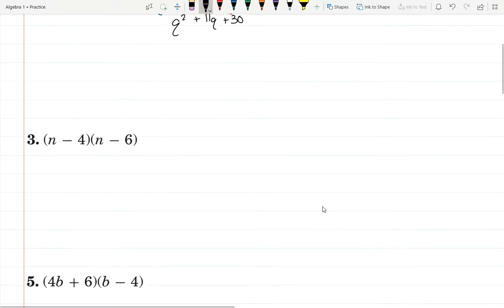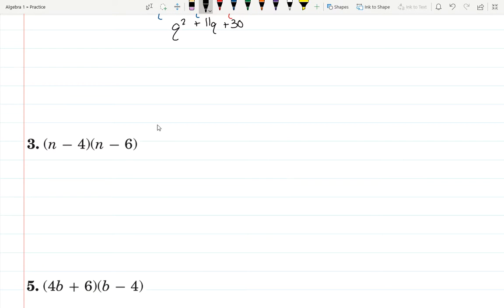Continuing on to question 3. N minus 4 times n minus 6. Well, take our n, multiply it by our n, and then our negative 6. So n times n is n squared. N times a negative 6 is a minus 6n. And as we move on to the negative 4 here, negative 4 times n is a minus 4n. And negative 4 times a negative 6 is a positive 24. And so as we combine like terms here, we're left with n squared minus 10n plus 24.